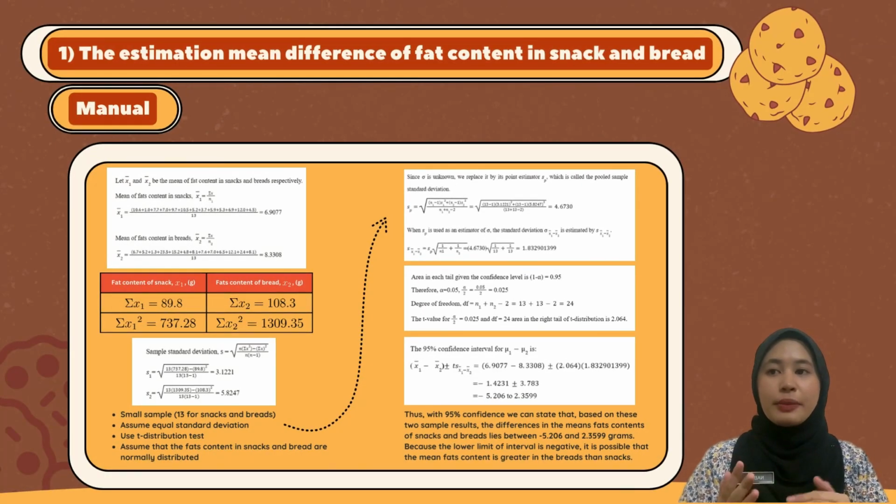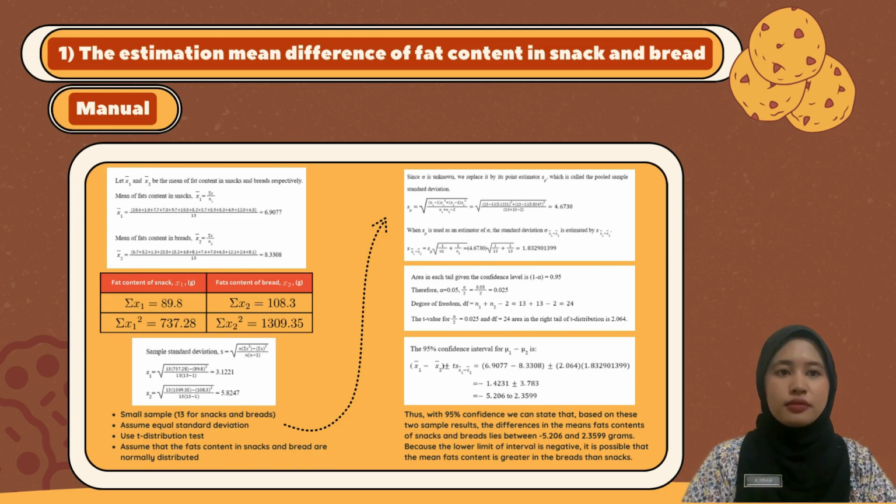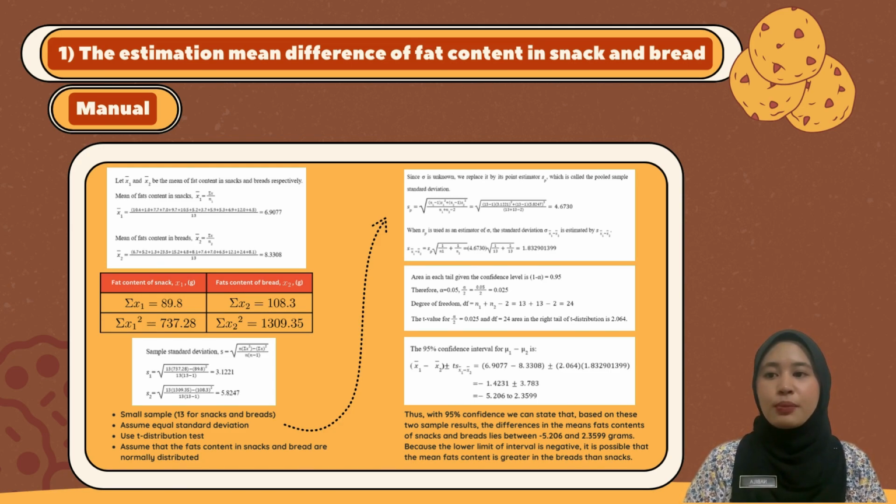First, we will use the manual way. The step is, we let x1 bar and x2 bar be the mean of the content of snack and bread respectively. And then by using the formula of mean, we will get x1 bar equal to 6.9077 and x2 bar is 8.3308. And then we will calculate the sample standard deviation by using the formula. And then we will get S1 equal to 3.1221 and then S2 is 5.8247.